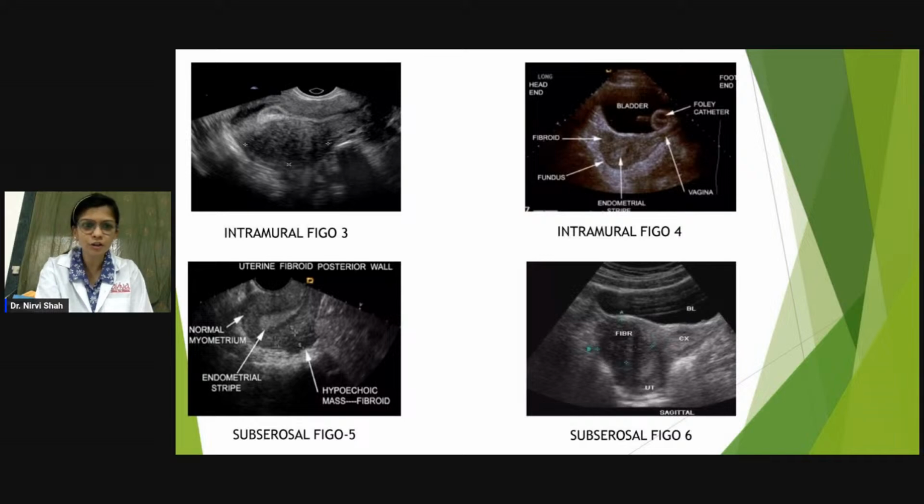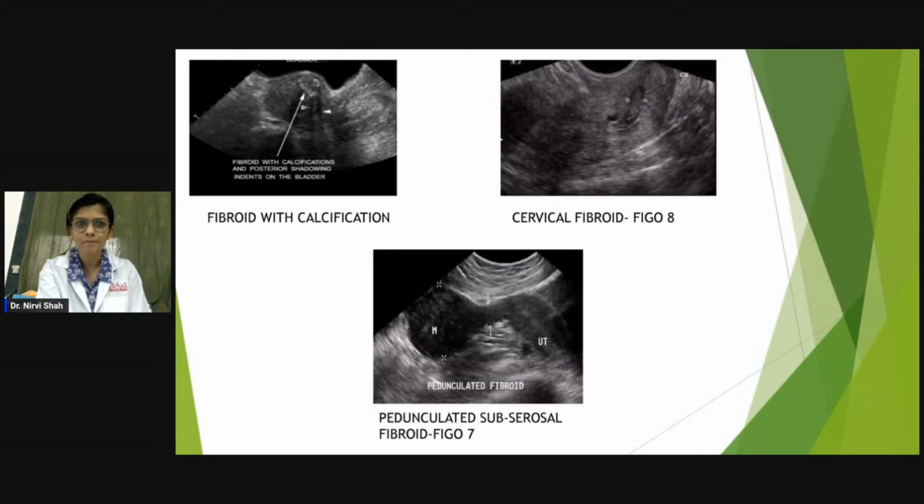If you can appreciate, these are all round structures, hypoechoic masses, pretty much circumscribed. If you can see the white specks here, this is the fibroid with calcification. Here, this one is a cervical fibroid, which is FIGO 8. Any fibroid outside the uterine cavity, outside the uterus meaning. Now this here is a pedunculated fibroid outside. Okay, it's FIGO 7, serosal fibroid pedunculated.